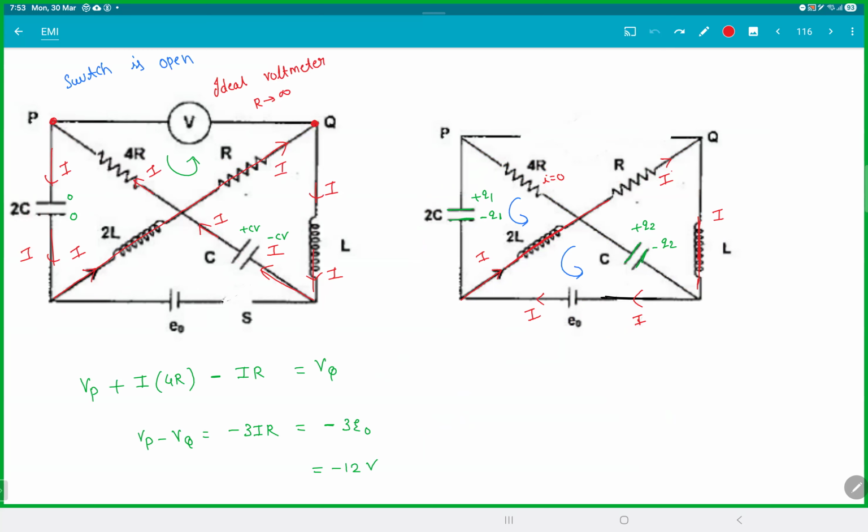And then once you got the current, you can apply Kirchhoff's law between P and Q, between this and this. I'm applying in this junction here. Yeah, you get the value minus 12. At that point, it becomes pretty straightforward to solve.